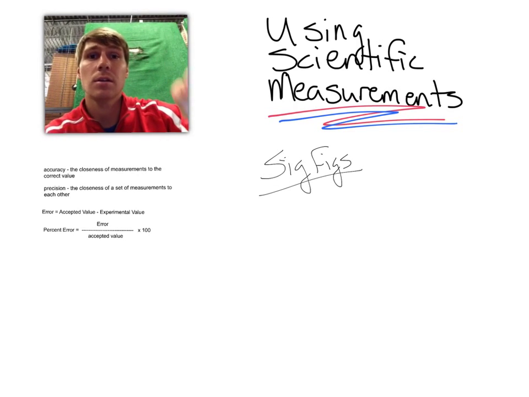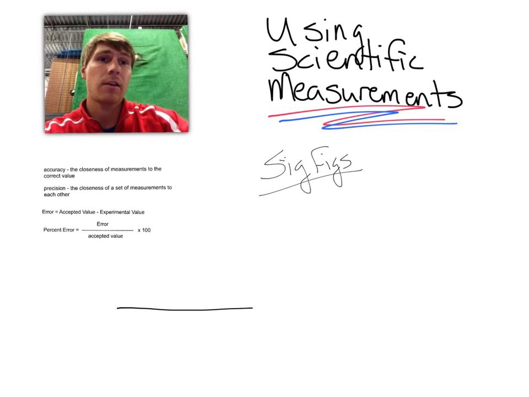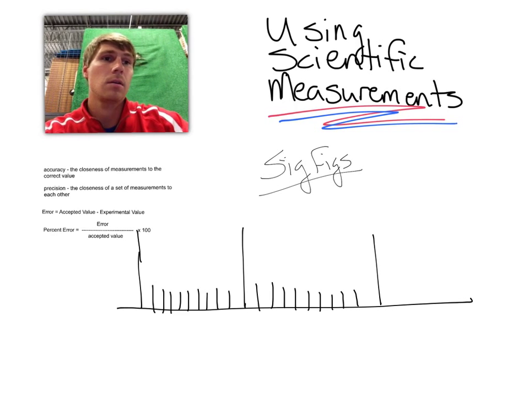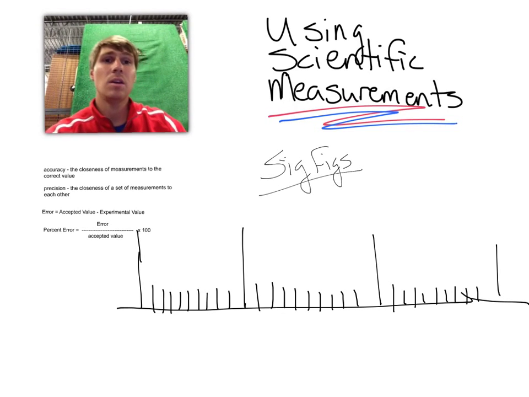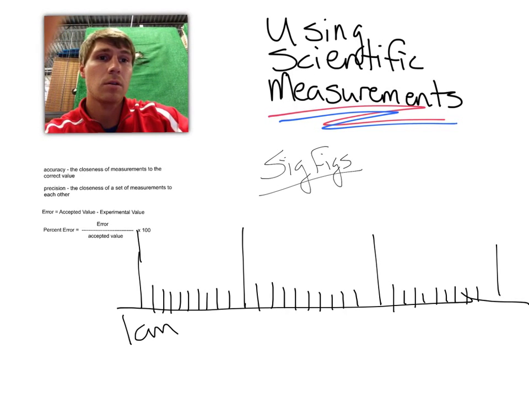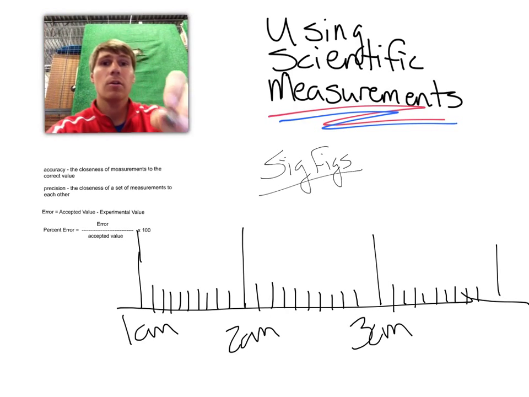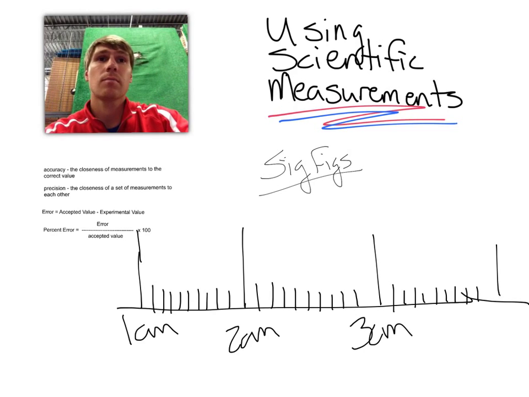So I don't have a ruler drawn, so let's draw one real fast. Let's say that these are the big marks, and we got 1, 2, 3, 4, 5, 6, 7, 8, 9. Big mark, 1, 2, 3, 4, 5, 6, 7, 8, 9. Big mark, 1, 2, 3, 4, 5, 6, 7, 8, 9. Big mark. Okay, let's say that this is a meter stick, right? So this would be 1 centimeter, 2 centimeters, 3 centimeters, so on and so forth. If we are wanting to measure a line, so let's say that my line starts here.